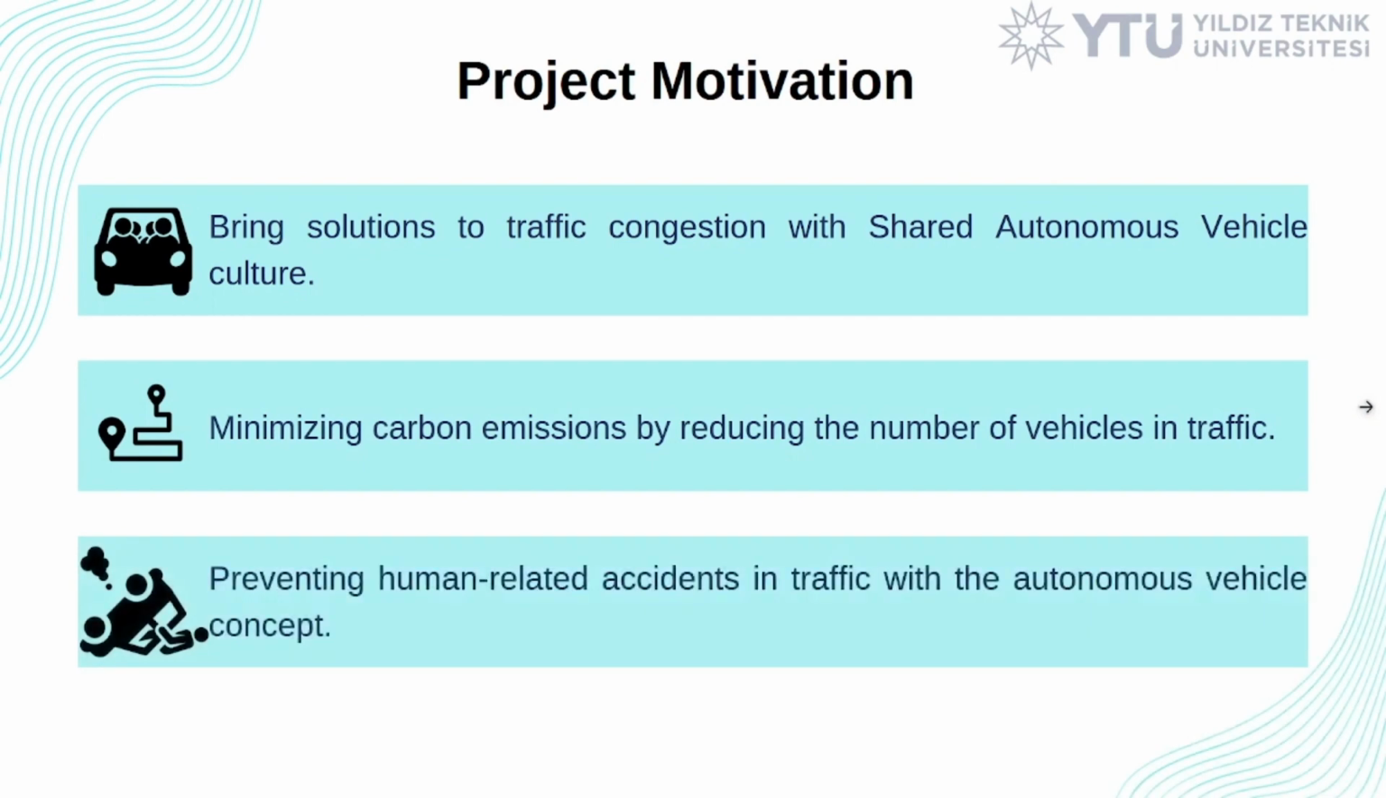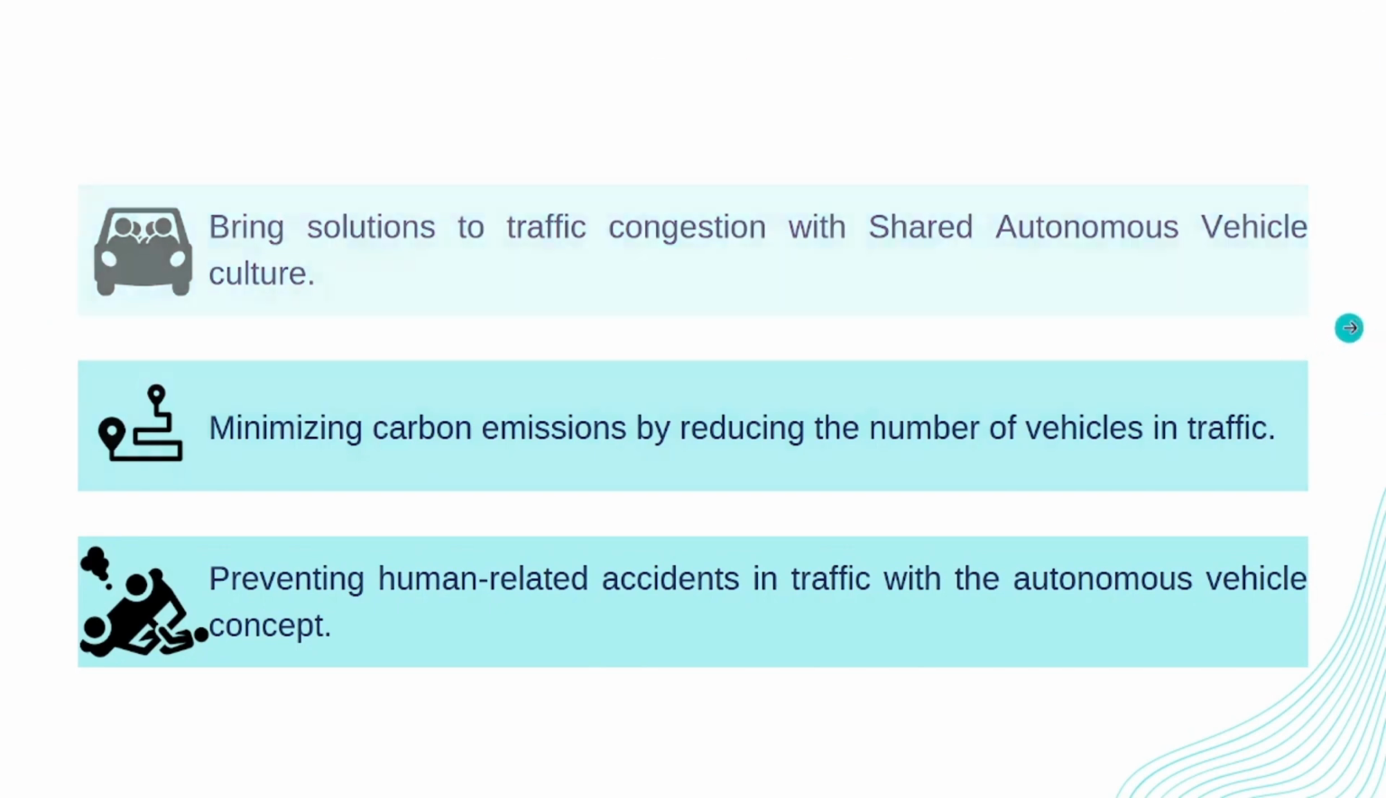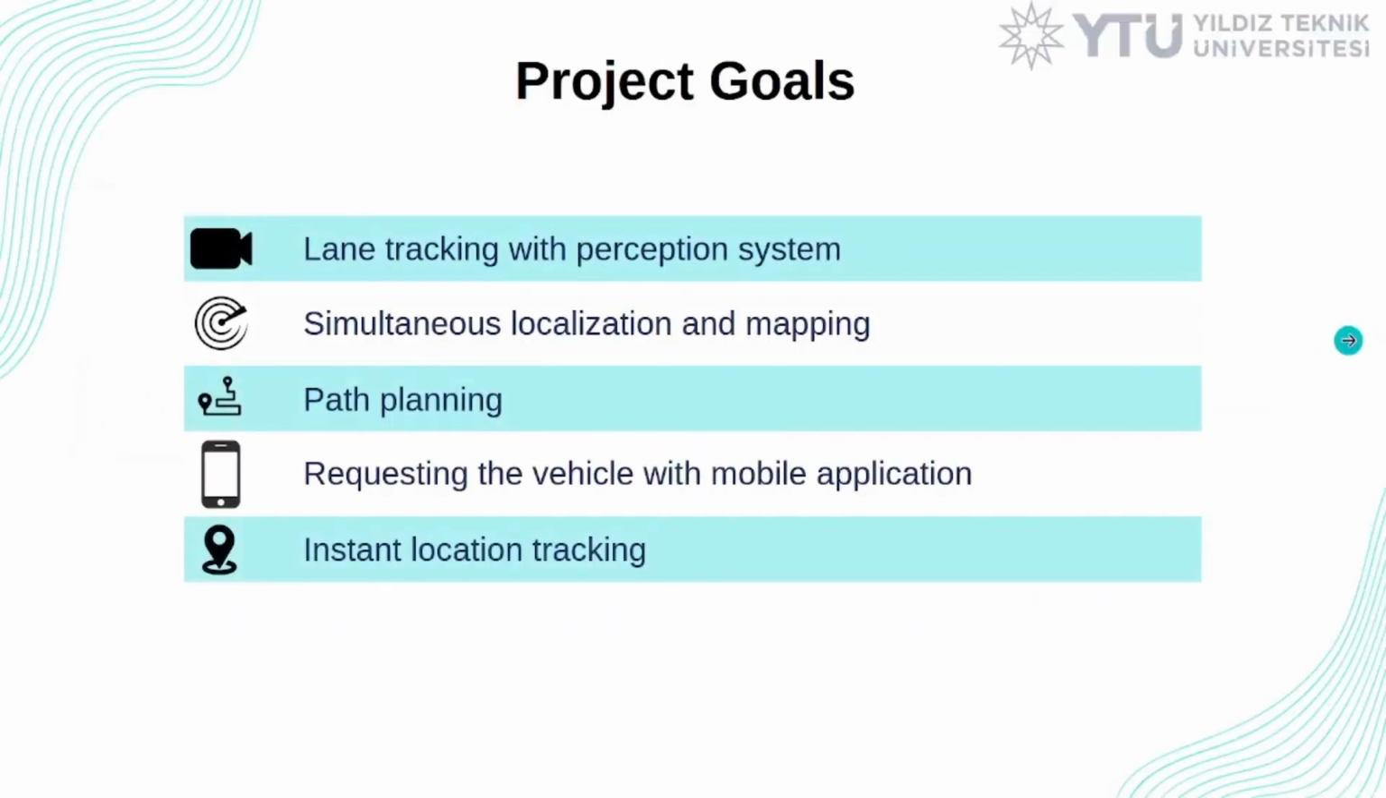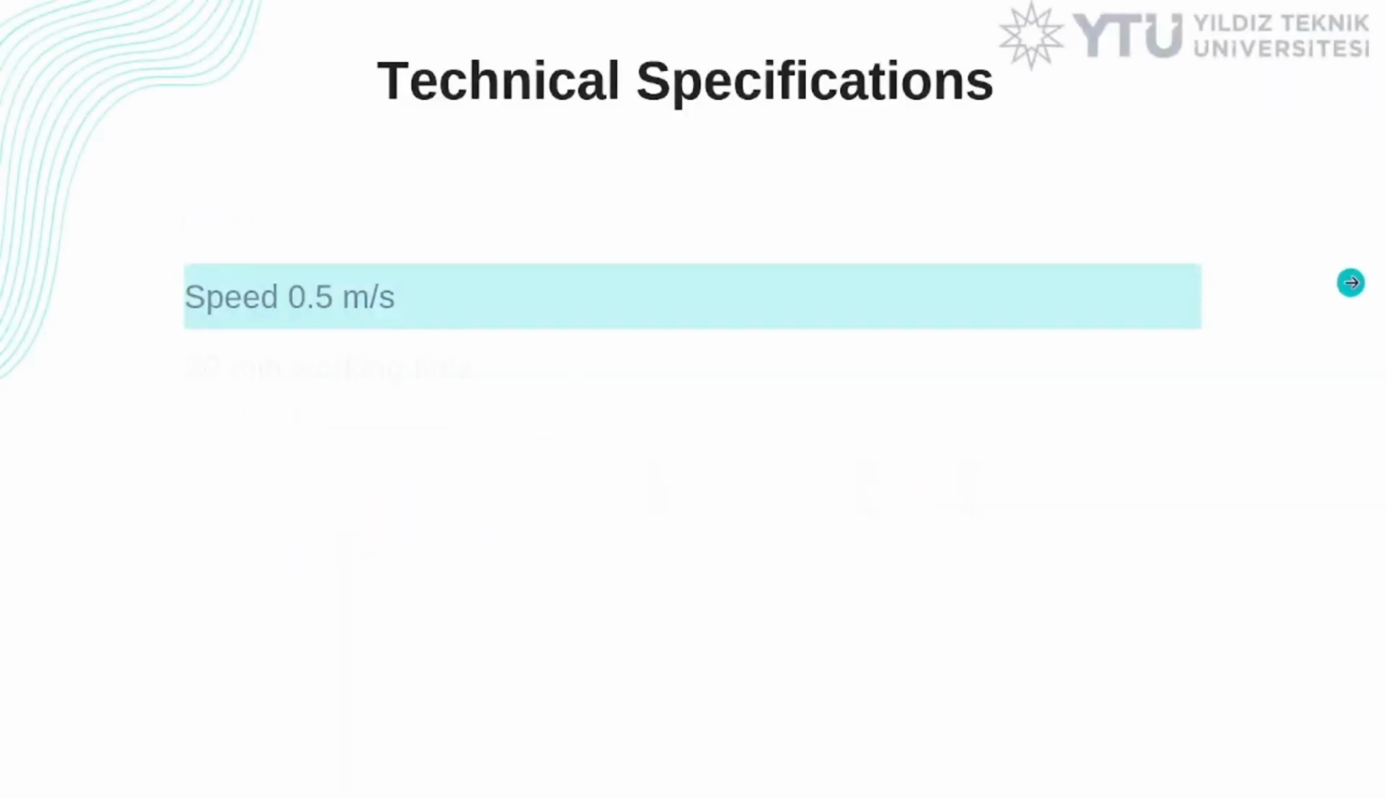Project motivation is to bring solutions to traffic congestion, minimize carbon emissions, and prevent human-related accidents. Project goals are lane tracking with perception system, simultaneous localization and mapping, path planning, requesting the vehicle via user interface, and instant location traffic tracking.